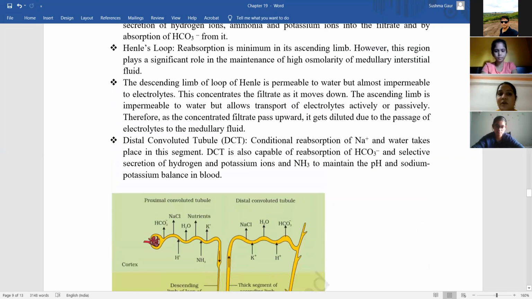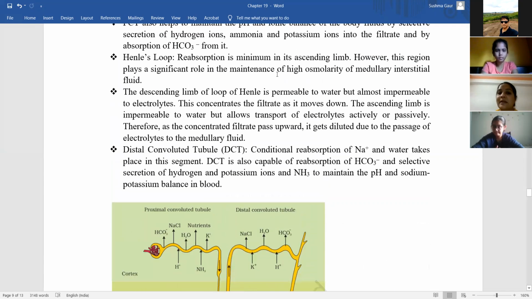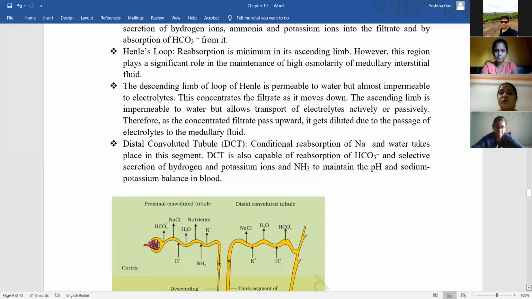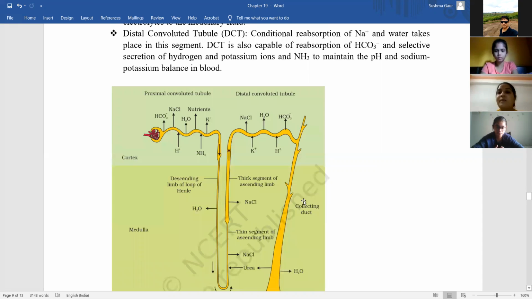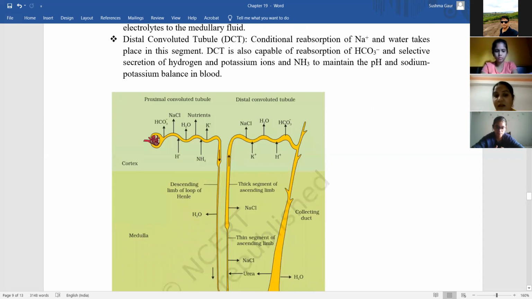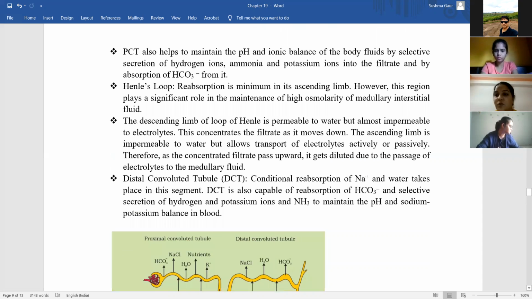And what is the main function is that it helps in maintaining the high osmolarity of medullary interstitial fluid. So the fluid that will be present in the medullary region, its osmolarity is maintained by this ascending loop of Henle. Okay. So osmolarity of the fluids that are present in the medullary region of the kidney is maintained by the ascending loop of Henle. Okay. They are the functions of different parts. You have to learn them only.